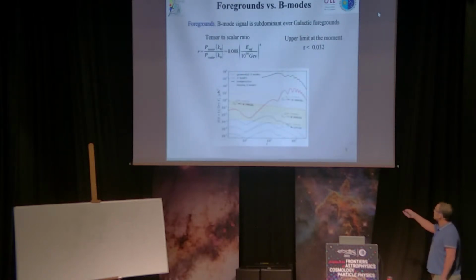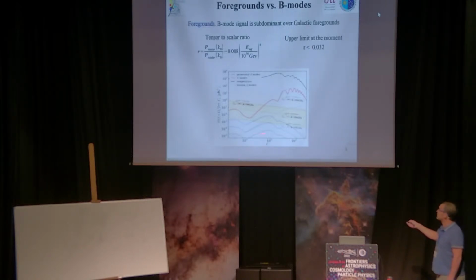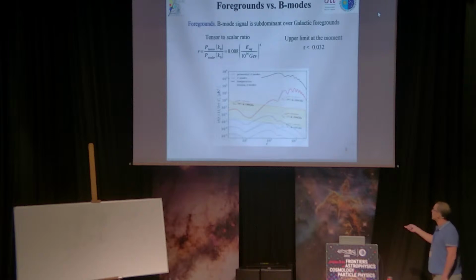So this is the same thing, but for the B modes. You can see the blue lines are the B modes as a function of the tensor to scalar ratio, and these stripes are from the foreground. This is the upper limit at the moment for the tensor to scalar ratio. So you can see that, more or less, the B modes are always under the foreground signal.